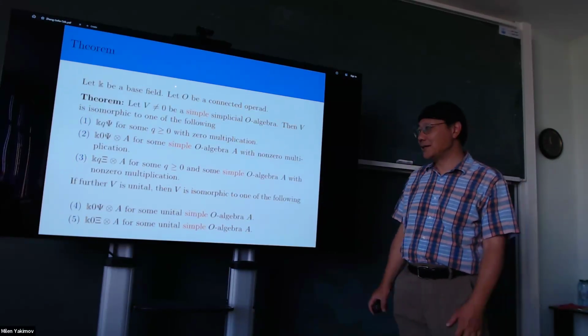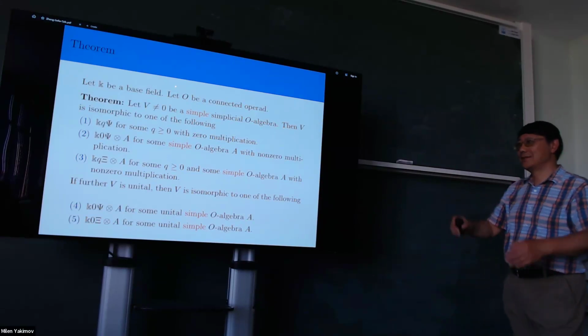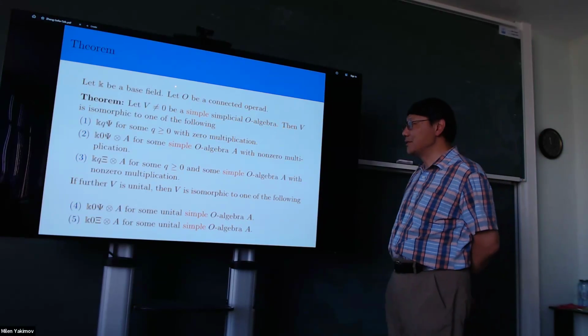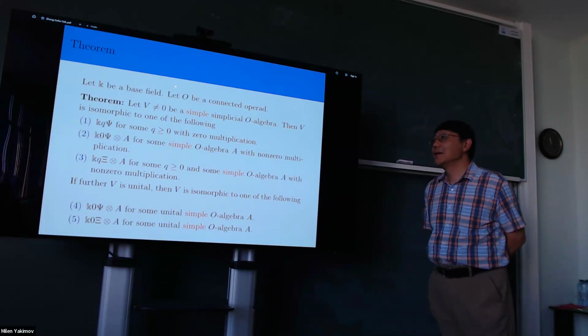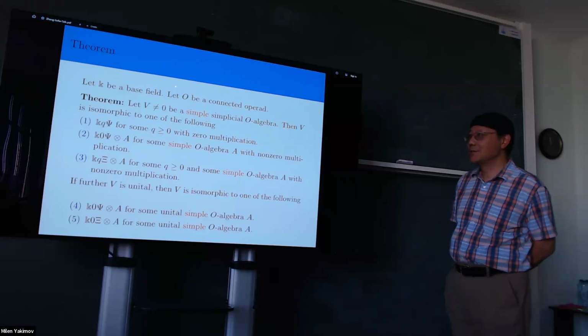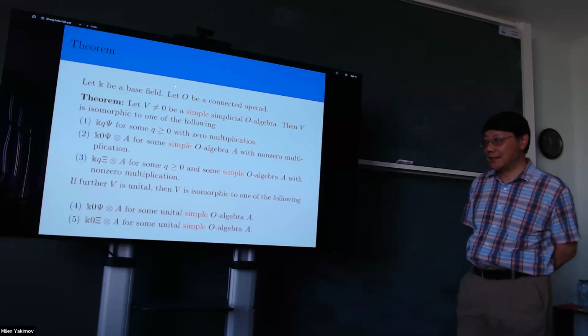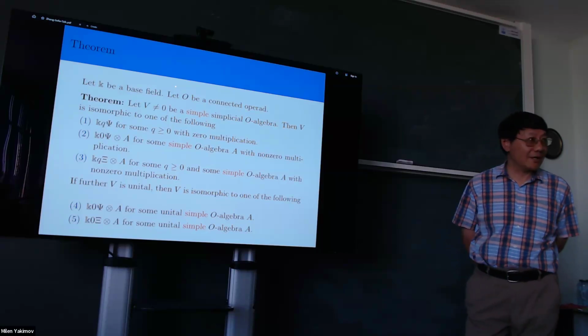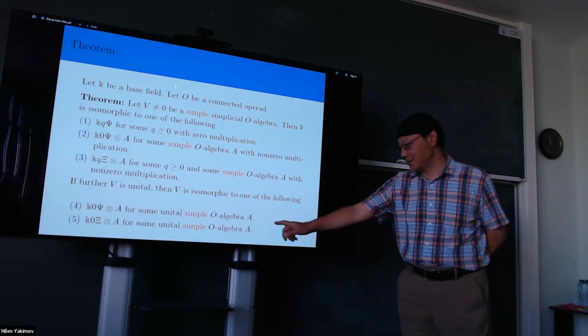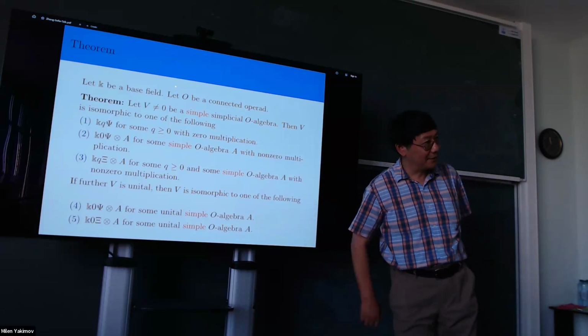Okay. So coming back to this only theorem, I use V for a simple simplicial O-algebra. The main result is that V is isomorphic to one of the following: 1, 2, 3. If we require V to be unital, then there's a subcase of 2.